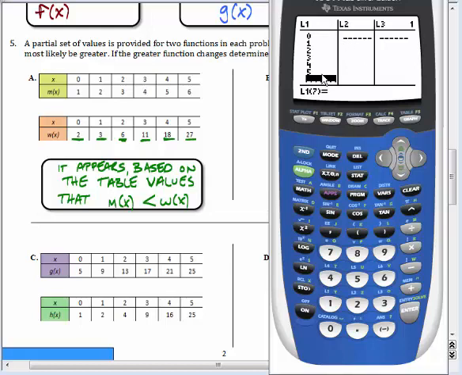So you can see I just typed in all the x values. Now I'll move over to L2 and type in the m of x values. So 1 is the first one. Basically the first table is 0, 1, 1, 2, 2, 3, 3, 4, 4, 5, and 5, 6. Right, they're all the same things.